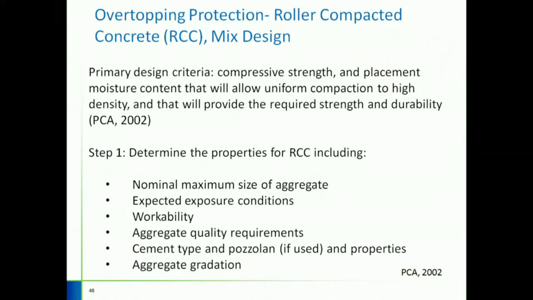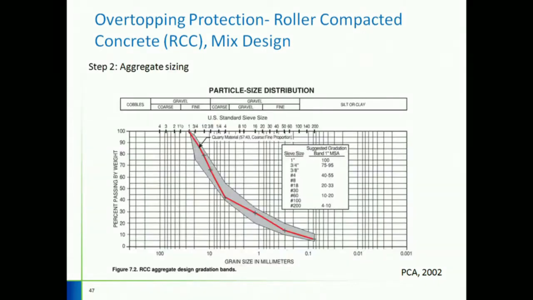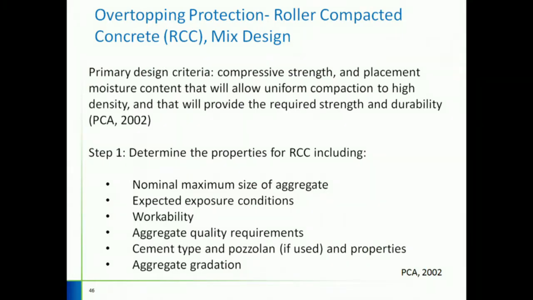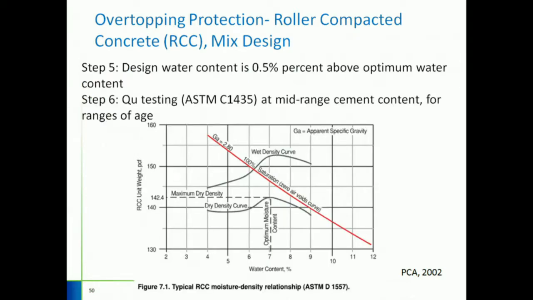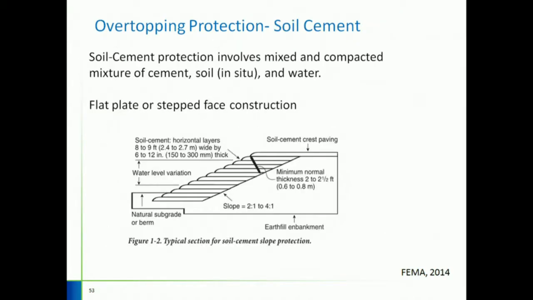I'm not going to go through these particular slides, but they are there for your reference. They outline the steps involved in the RCC mix design. But the bottom line on those slides is to get the right compressive strength, design water content, and the density, which will provide you the appropriate strength and durability for the design. Aggregate size, water-cement ratio, compaction curve, choosing the right water content, and then looking at the age part and water content part as a variable and design the RCC mix.